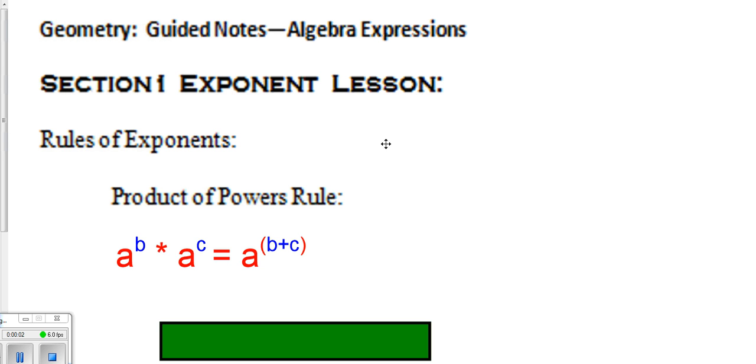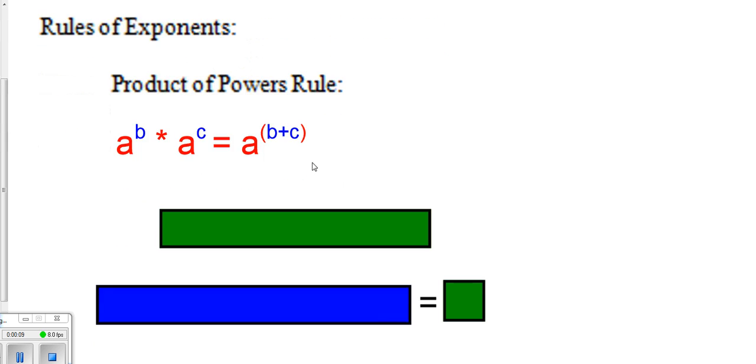Unit 7 for geometry is going to be all about algebraic expressions. Section 1 has to do with exponents. So first we're going to go over some rules of exponents. Now first off we have the product of powers rule.